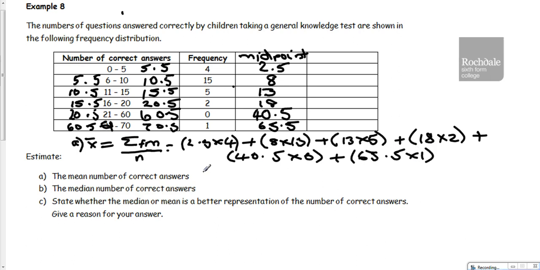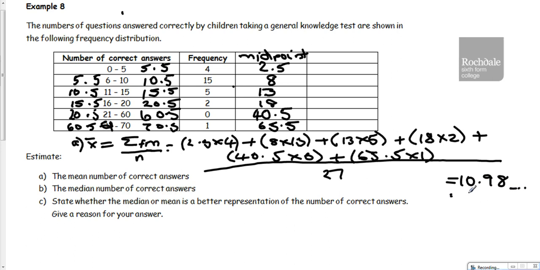So we would add up all of that and then divide by the number of values there are. Now, it's not the number of intervals, 1, 2, 3, 4, 5, 6. It's not 6, it's the sum of this column, the sum of the frequencies. And if you add those up, I think that comes to 27. And doing all of that on your calculator, I got 10.98, a little bit extra. So to 3 significant figures, it works out to be 11. And that seems reasonable. It's in that big area there.